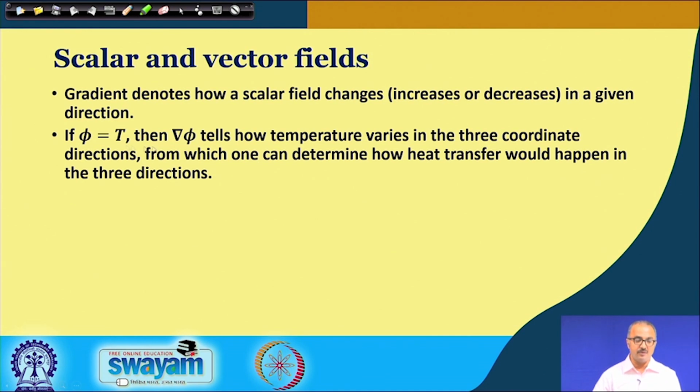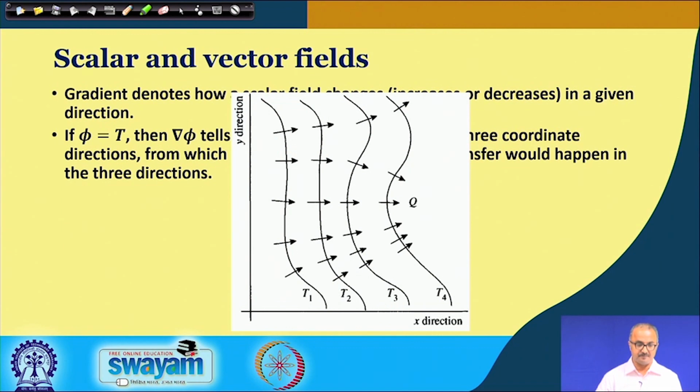Now, suppose phi is temperature T, for example, then if I put this nabla operator, nabla phi, it tells us how the temperature is varying in the 3 directions in a given region. And when we say temperature is varying in these 3 directions, it will also tell us how the heat transfer would take place in the 3 coordinate directions. So, that is the importance of this nabla, or the gradient.